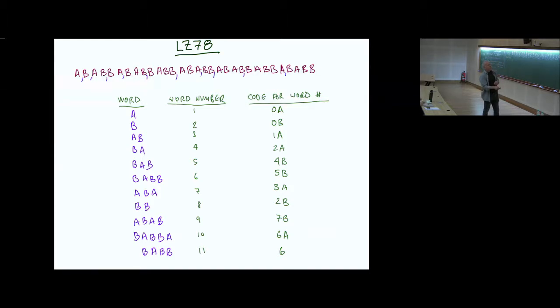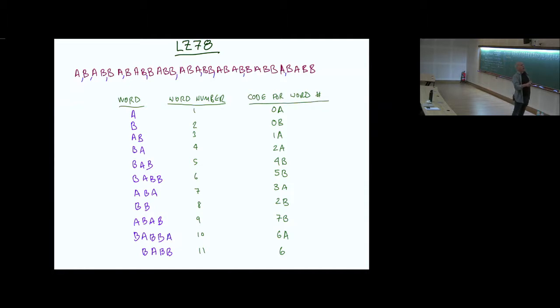Word number 10 is B-A-B-B-A, so that's B-A-B-B with an A appended. Okay? Now the point is the following. The first A has no word for it, so I just put a zero or some symbol which tells me it's not referring in the dictionary to anything. Or put a blank in the dictionary, whatever you want to do.